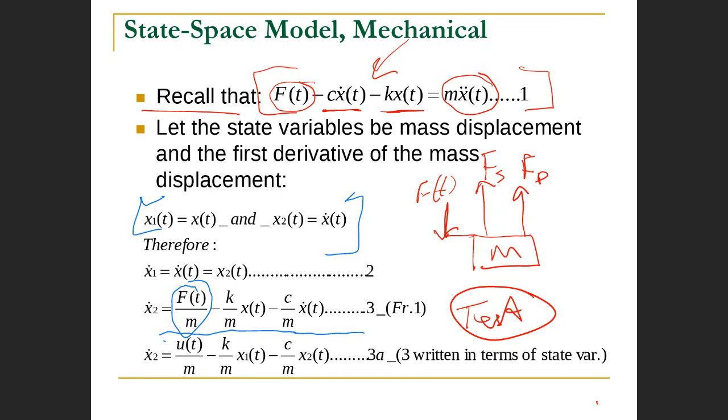Let's move to the second part of the function, negative k over m times x of t. Look for the variable. The variable is x of t. Is x of t a state variable? Yes, sir. Definitely. Which one of them?